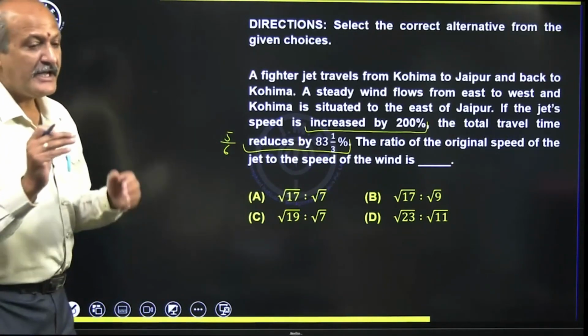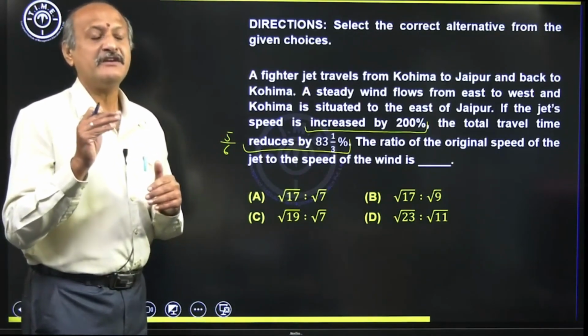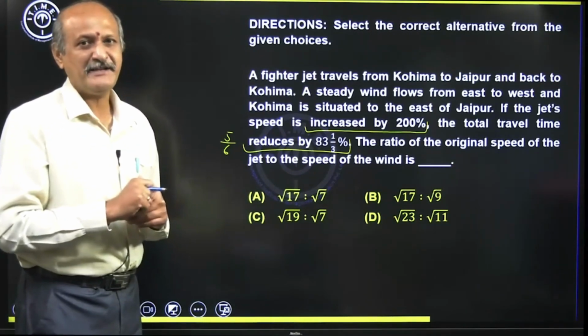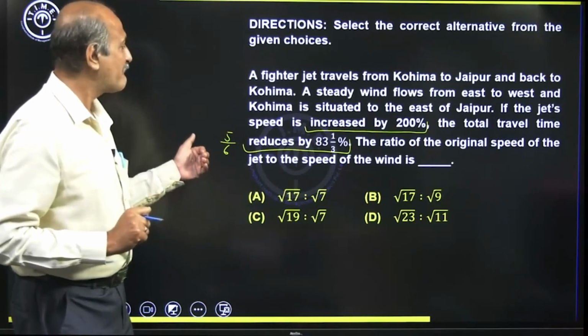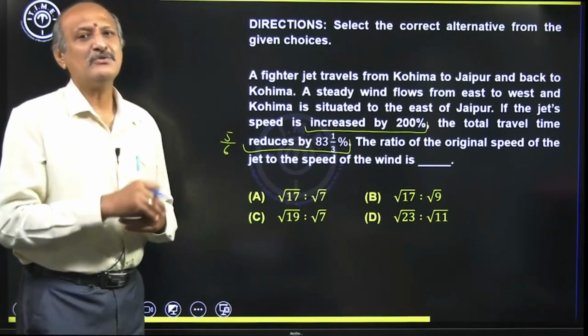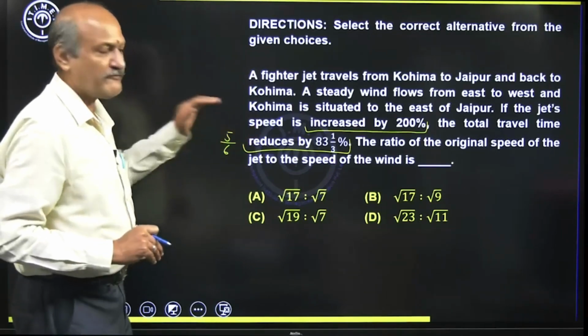So we say this, if the new speed becomes 3 times the original speed, the new travel time should equal how much? It is 1/6 of the original travel time. That's what we have to understand.